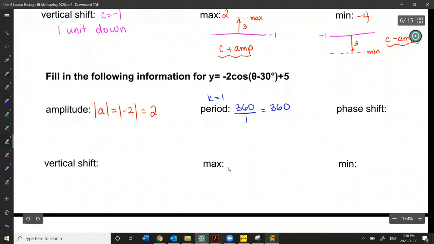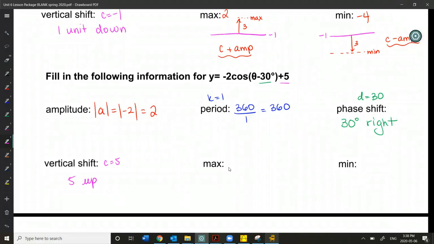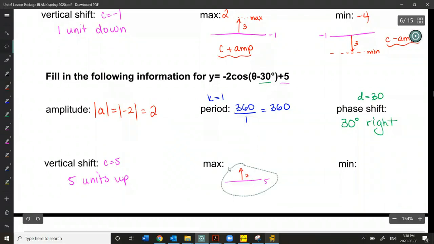Okay, phase shift, we have a D value here of 30, which means that we're saying our phase shift is 30 to the right. Vertical shift or vertical displacement, this is going to come from our C value of 5. This means vertical displacement is 5 units up. Okay, and then max and min. So if my C value is at 5 and I count up my amplitude from that, which is 2 units, I should hit my maximum.